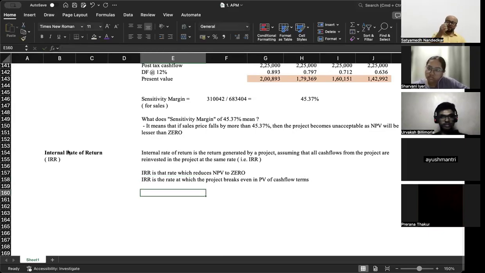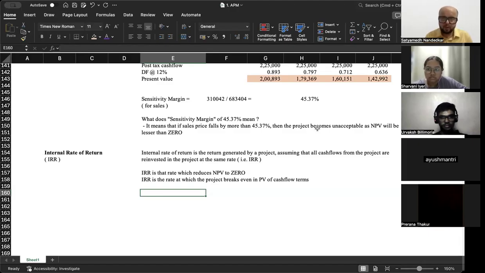What this method is saying is, whatever returns a project is generating for you, like I have invested money in, say for example, I start my own coaching classes. Okay. Now when I start my own coaching classes, I invest money and I collect fees from students and my business has started running. Now this method says that IRR is the return generated by the project. So far it's okay. But return generated by the project, assuming that all cash flows from the project are reinvested in the project. Now that's practically a little difficult to achieve.